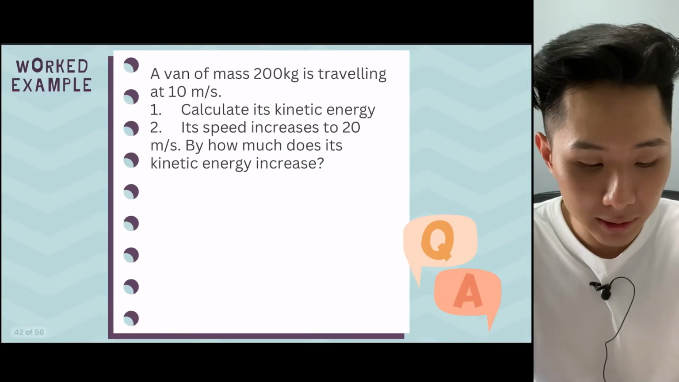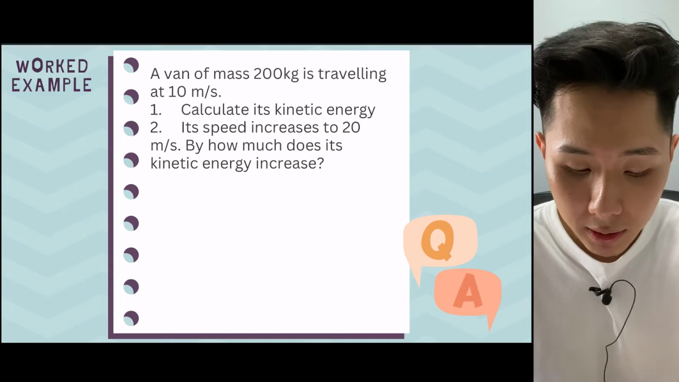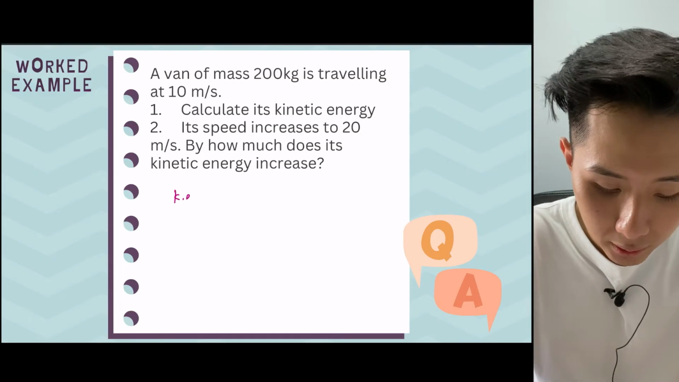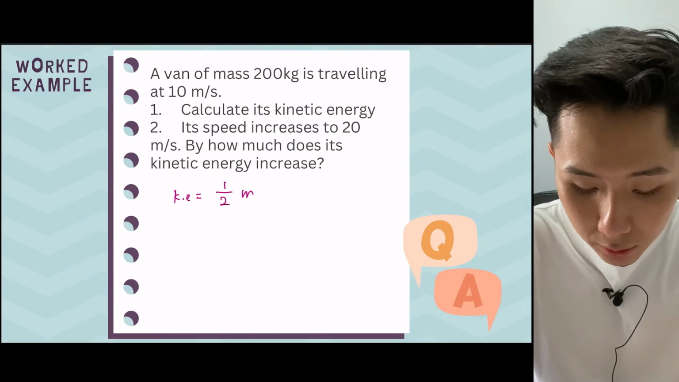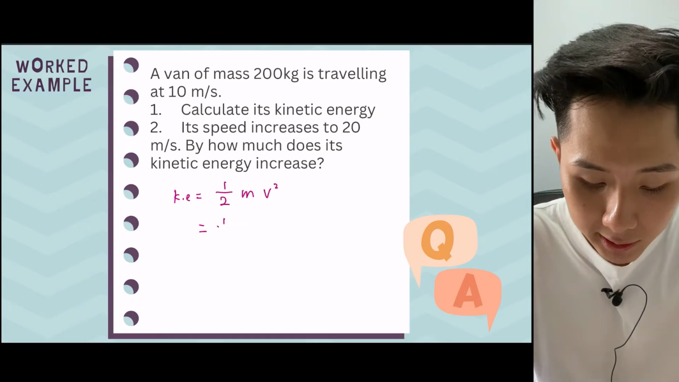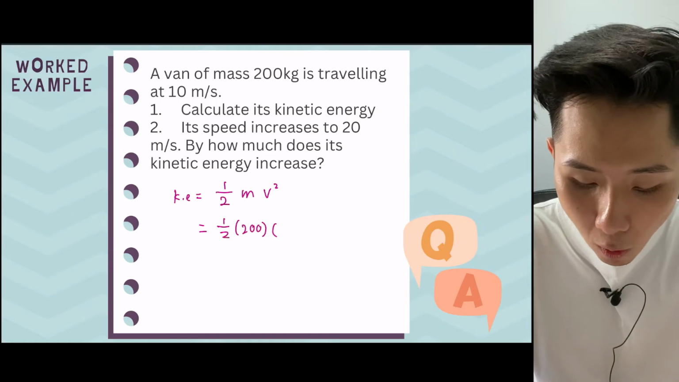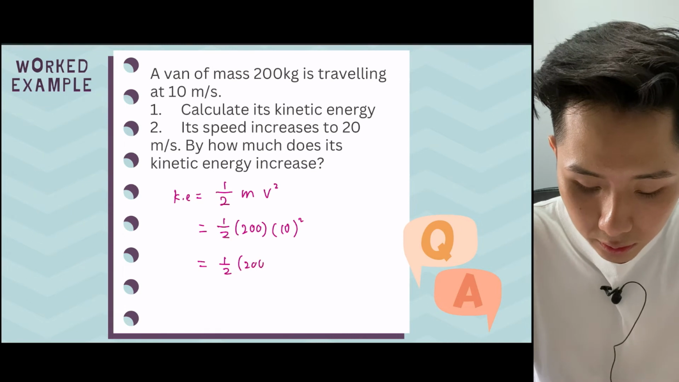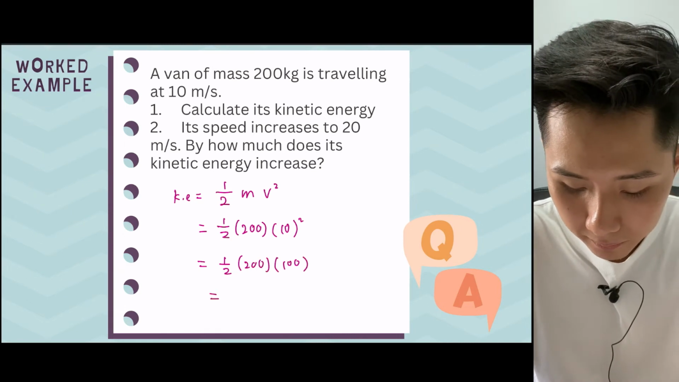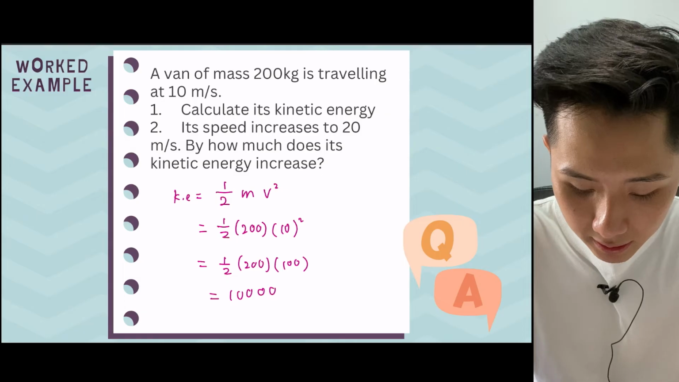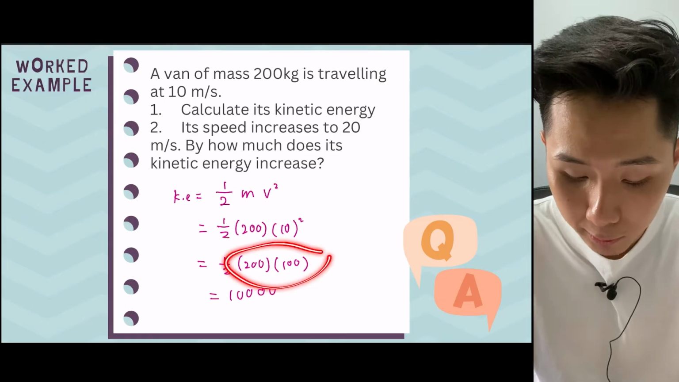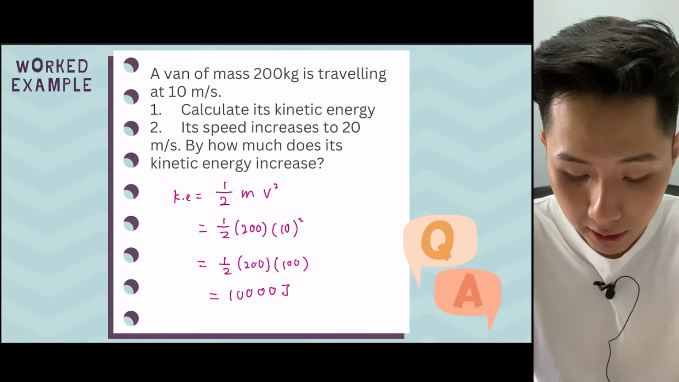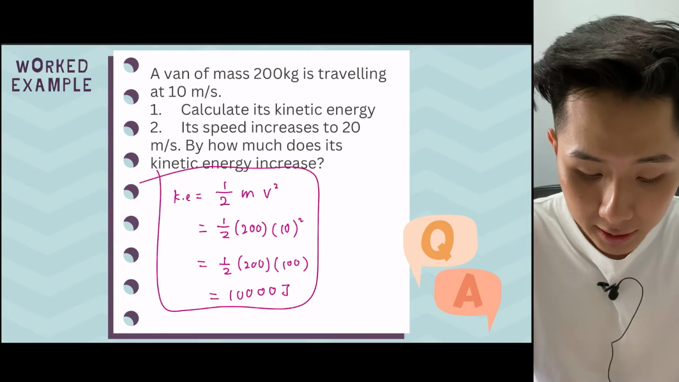So let's solve some questions. A van of mass 200 kilograms is traveling at 10 meters per second. Calculate its kinetic energy. So K.E. equals 1/2 mass times velocity squared. I'm just going to substitute all the values in, and I'll have 1/2 times 200 multiplied by 100. So 200 times 100, I'm going to have 20,000, divided by 2, I'll get 10,000 joules. So that will be the kinetic energy.